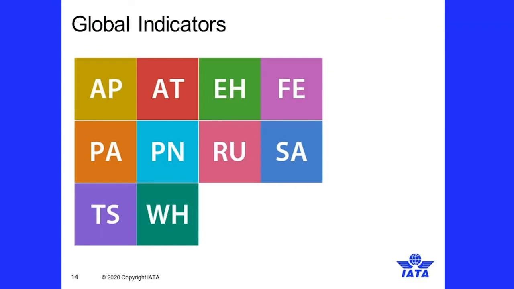Let me show you, we have 10 global indicators. And what are they? Actually, they're part of the fare construction area. Actually, how the plane will fly, which territories the plane will fly over, where to make the connecting flight.